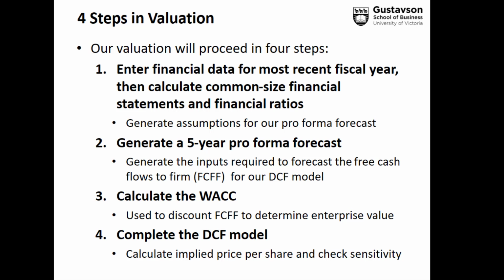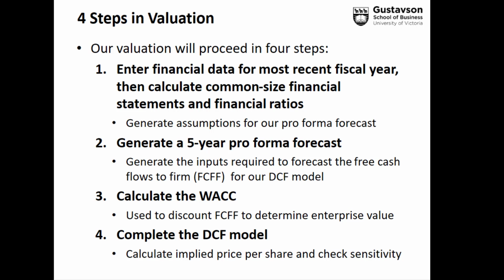Step 2 is going to be to generate that forecast using the percentage of sales method. We're going to forecast all the different items that we need, which are inputs to the free cash flow to the firm used in our DCF model. We're going to do a 5-year forecast because Apple is a relatively mature company, although you could easily do a 7 or a 10-year forecast.